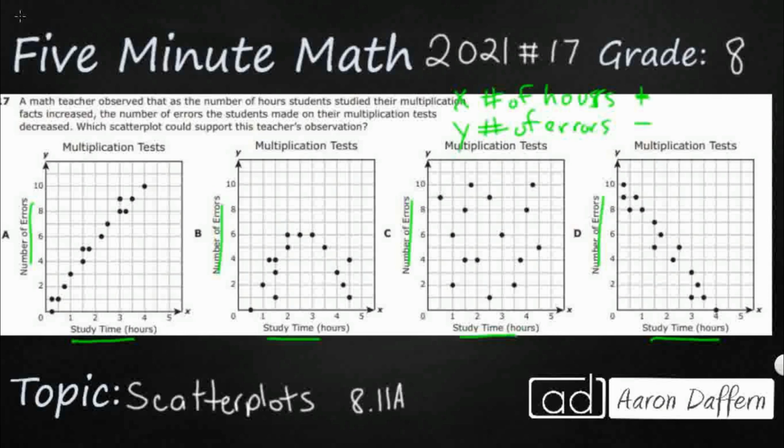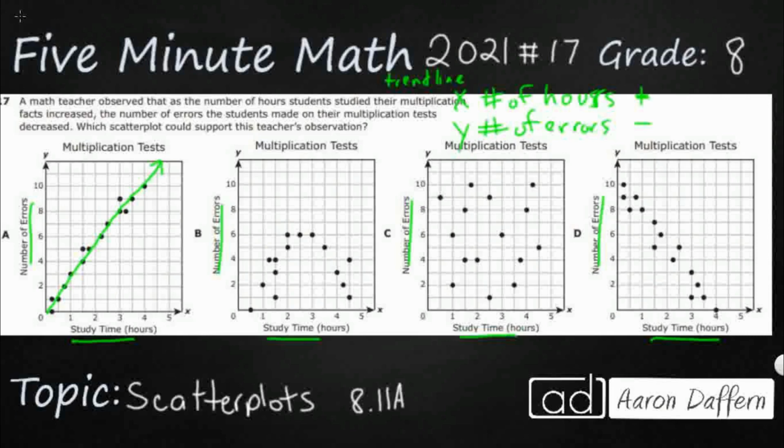Well, we need to find a trend line. That's what we're looking for here. So a trend line is not necessarily a linear equation, but a line that we can draw that kind of captures most of the data. Is there a pattern? So take a look at A. I definitely see a pattern.